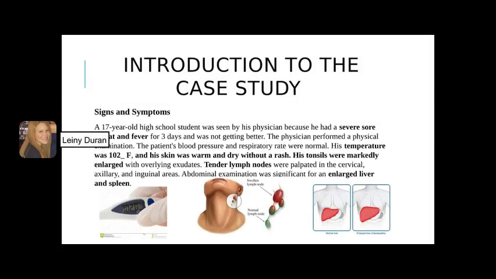For this first section, I'm going to be talking about the signs and symptoms listed on the case. We have a 17-year-old high school student that comes in with multiple complaints. The first two symptoms include sore throat and fever, which are usually associated with multiple infectious disease processes.